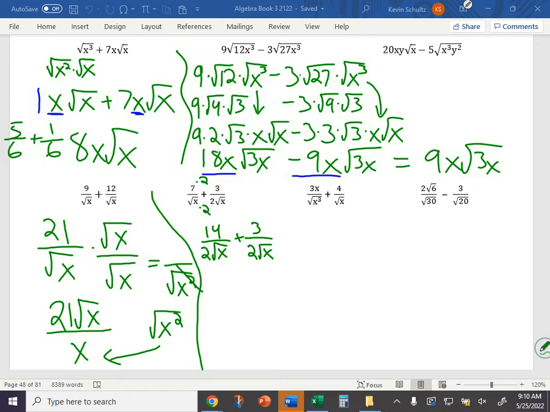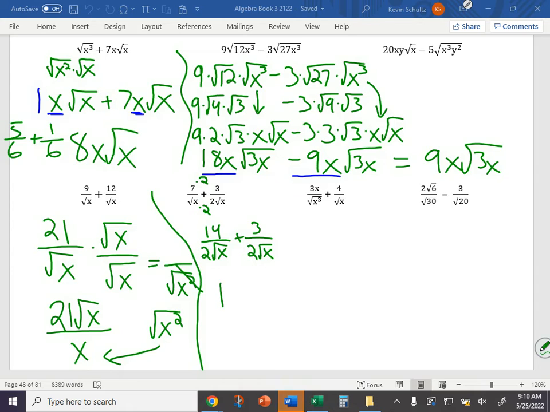We're just multiplying that fraction by 1. We don't have to multiply the other fraction by anything because it's a different fraction. We're just multiplying by 1 here. And it gives us a 2 root x. So now we can add them. Yes? What is 14 over 2 root x plus 3 over 2 root x? How would you say that?